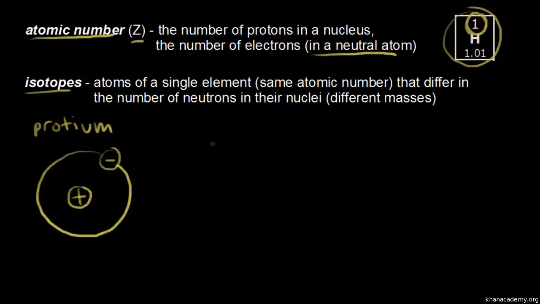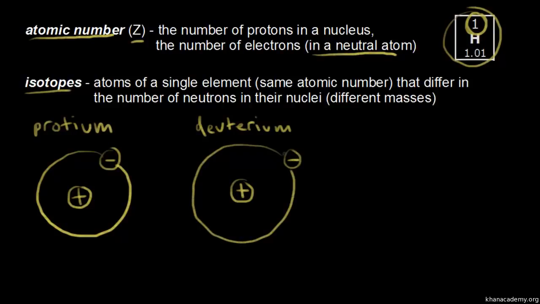And so let's talk about the next isotope of hydrogen. This is called deuterium. So let me go ahead and write deuterium here. Deuterium is hydrogen, so it must have 1 proton in the nucleus, and it must have 1 electron outside the nucleus. But if you look at the definition for isotopes, atoms of a single element that differ in the number of neutrons, protium has 0 neutrons in the nucleus. Deuterium has 1. So let me go ahead and draw in deuterium's 1 neutron. I'll use blue here, so neutrons are going to be blue. So deuterium has 1 neutron, and since neutrons have mass, deuterium has more mass than protium.